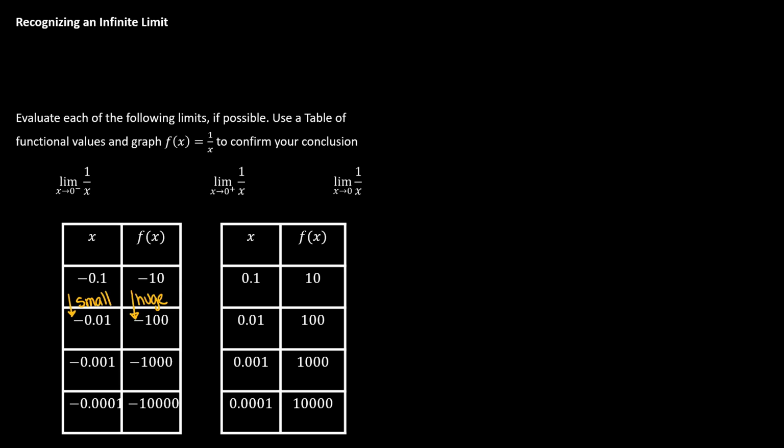So notice that negative 0.1 and negative 0.1, those are very close together. But negative 10 and negative 100, those are not so close together. And the same thing is happening as we move down the table. Also, the same thing is happening in the table that represents the right-handed limits. Small steps in x, but huge steps in our function output.